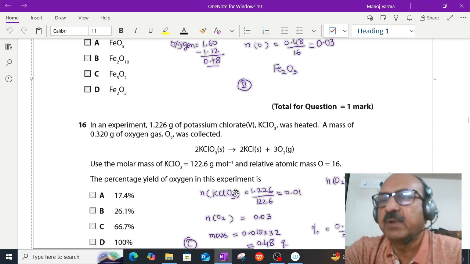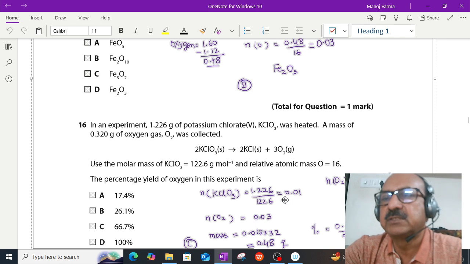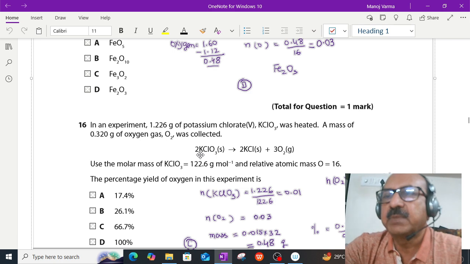First we will calculate the number of moles of KClO3, which is 1.226 divided by 122.6, giving you the number of moles of KClO3, which is 0.01. So what will be the moles of oxygen? See, it is in the ratio of 2:3. That means for 2 moles it is 3 moles. That means there is more of oxygen.